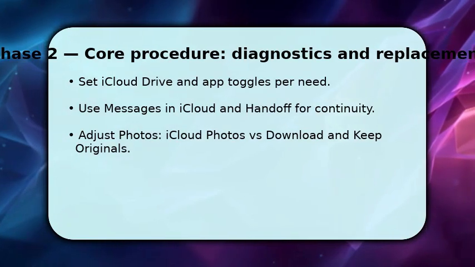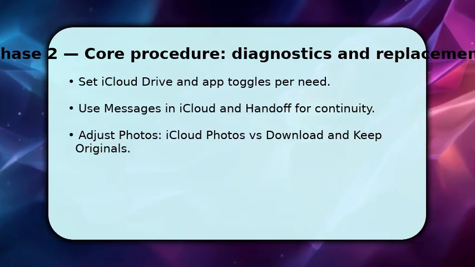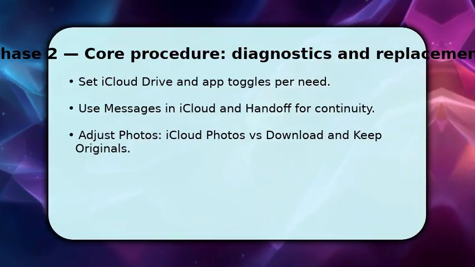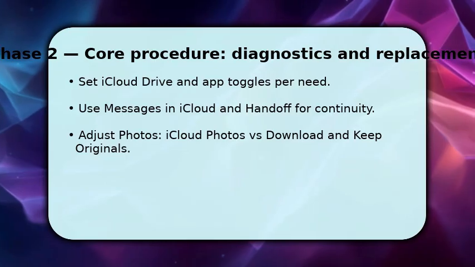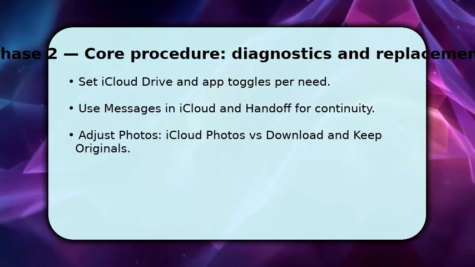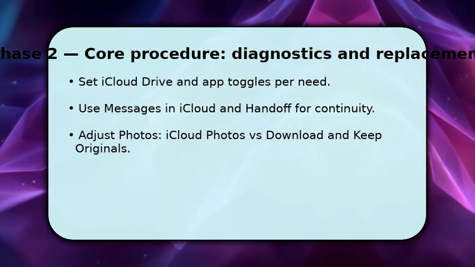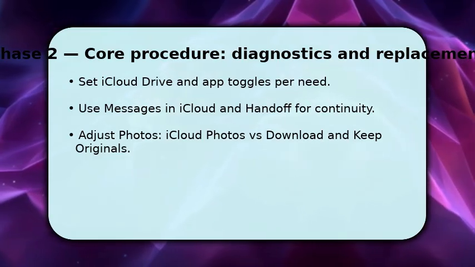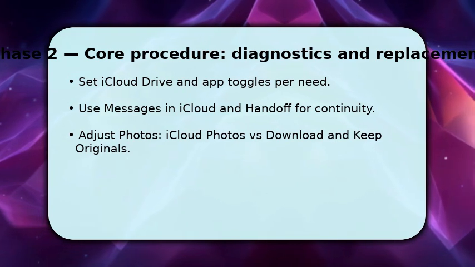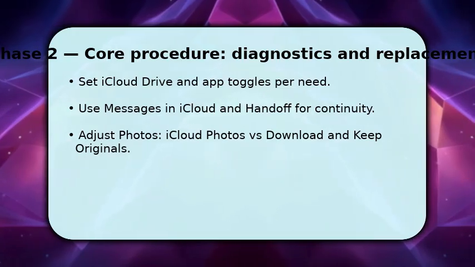Next, you configure the specific services so things behave predictably. Go to Settings, your name, iCloud, and enable iCloud Drive for documents. Then open each app's toggle so only desired data syncs, which saves storage. Turn on Messages in iCloud if you want consistent message threads across devices, and enable Handoff for app continuity when moving from iPhone to iPad. For photos, choose iCloud Photos or Download, and keep originals depending on space. This controls whether thumbnails or full files transfer.